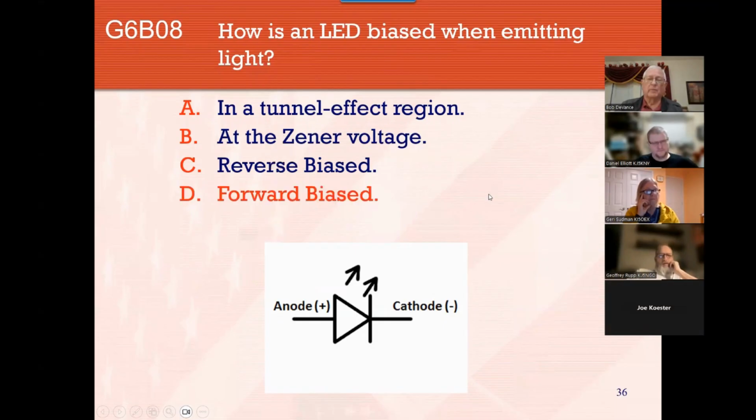I keep wanting to press the right mouse button instead of the left one, so it has to be forward biased. The LEDs are always indicated by those 2 little arrows. Sometimes it's just a jagged arrow that comes out, but there'll be an arrow there indicating that it's emitting light.